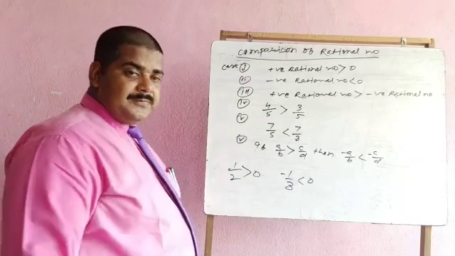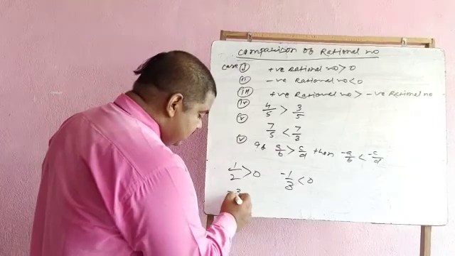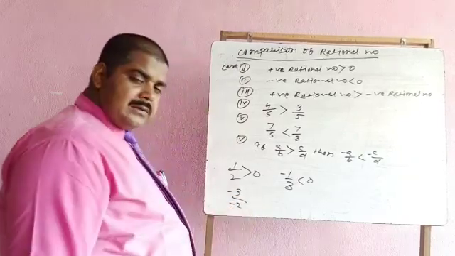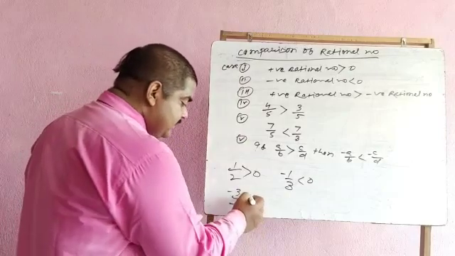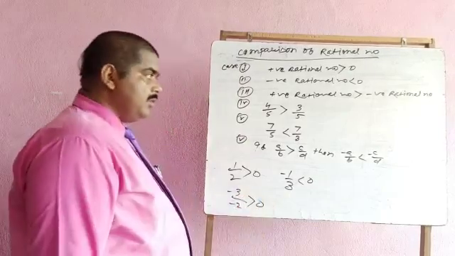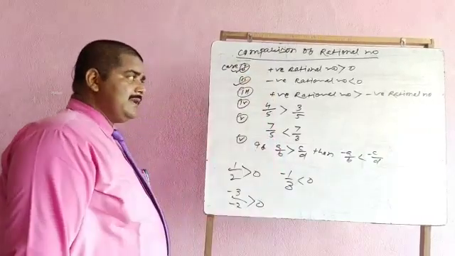Sometimes a student gets confused when both have the negative sign, like minus 3 upon minus 2. My dear, this is a positive rational, because both have the same sign, so it must be greater than 0. So you have understood the first and second case.